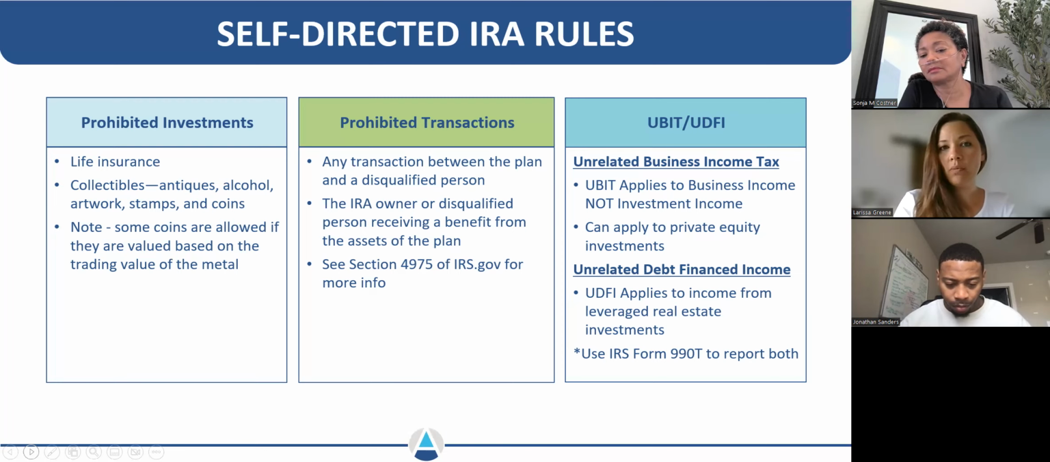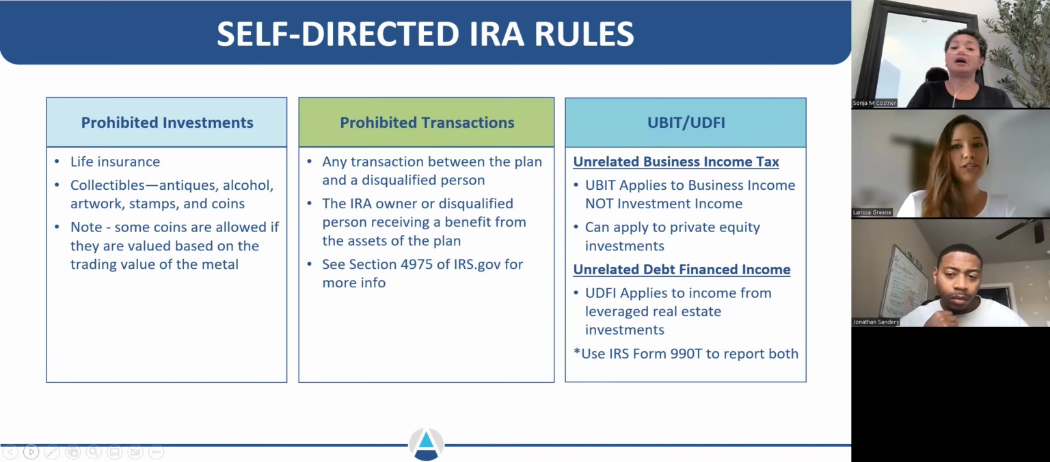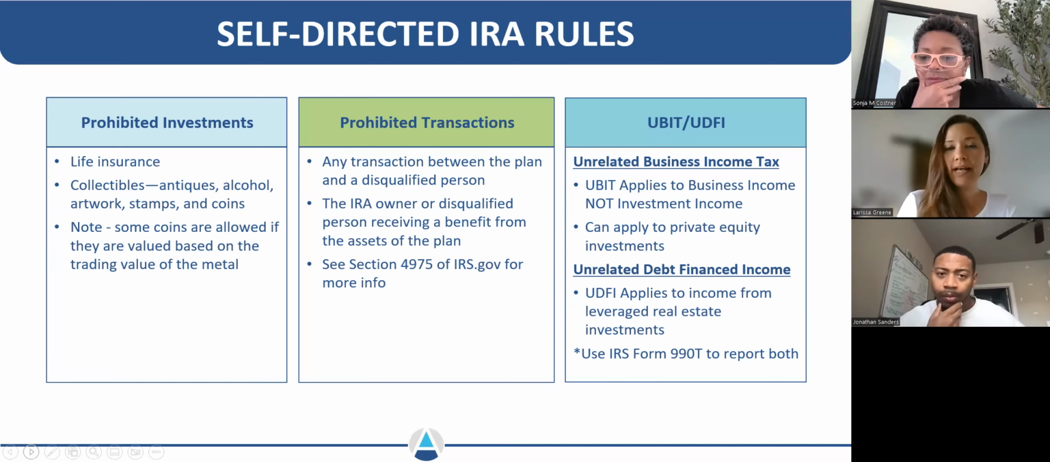And then the other time it would apply is when you're purchasing real estate in an IRA and using debt financing to do so. So you can use a mortgage to buy real estate in an IRA. It is allowed, but you have some moving parts there. One, it has to be a non-recourse loan. And two, the IRA is going to incur this tax based on the financing.